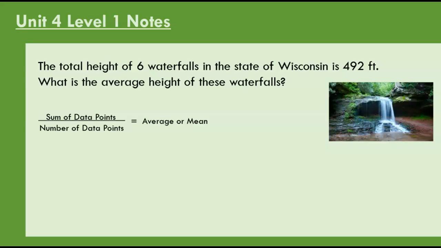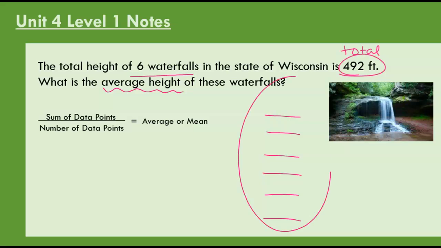Our first example is the total height of 6 waterfalls in the state of Wisconsin is 492 feet. What is the average height of these waterfalls? So I know I have 6 waterfalls, and I know that their total is 492 feet. That's not each, that's their total. So the sum of these 6 waterfalls is 492. So I don't have to add it up, it already is done for us, 492 feet.